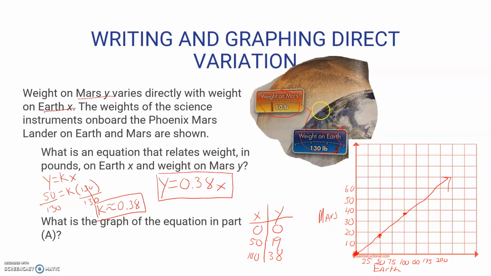Again, for direct variation, our equation, every single time we solve for y, we get y by itself. y is equal to k, which is our rate of change. It's always constant throughout. x, and then there's nothing after the x, because it's always going to go through the point 0, 0.